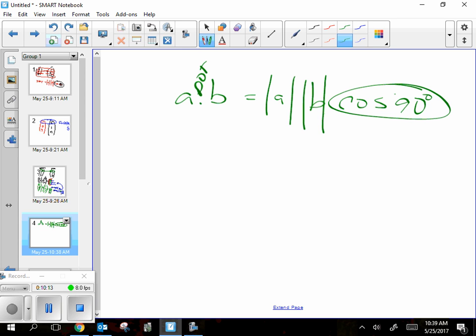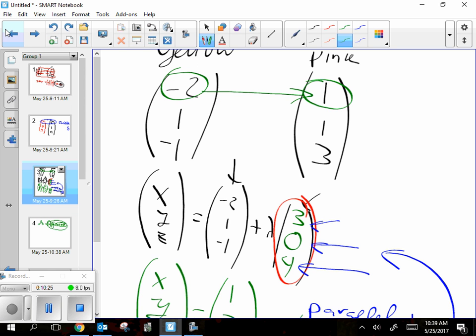And if cosine theta is 0, this whole side's 0. And that means what's 0? The dot product. The A dot B has to be 0 if they are perpendicular. So, back to this guy.